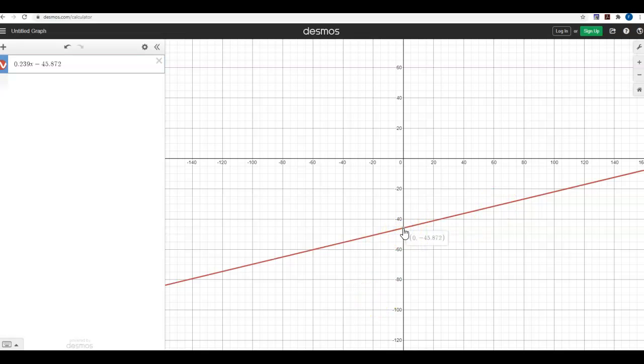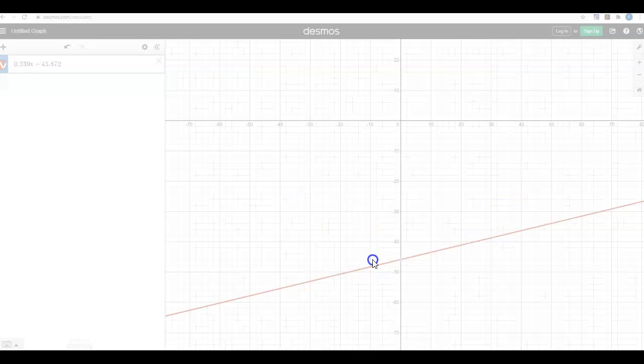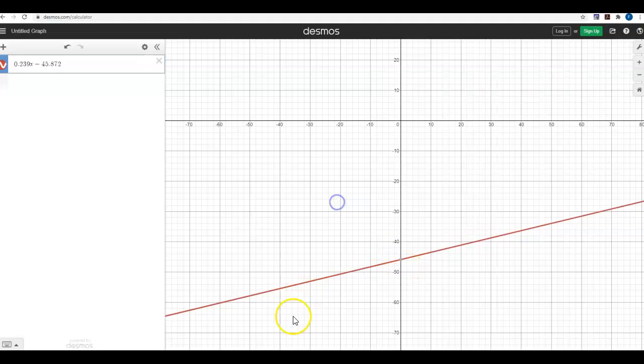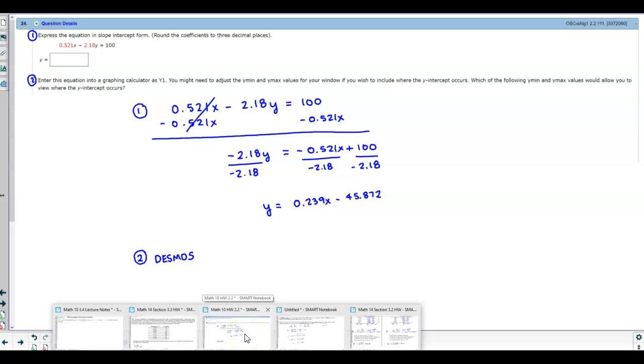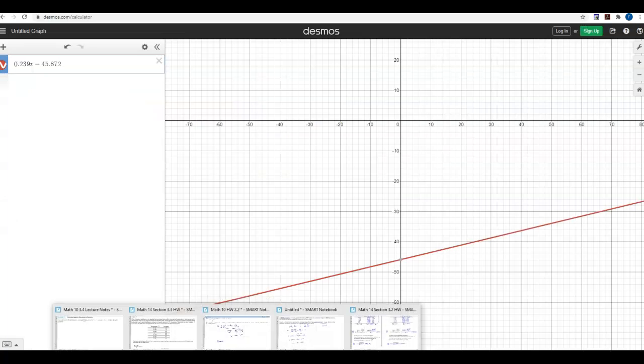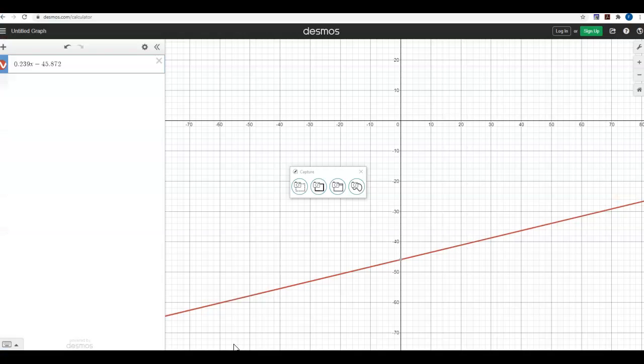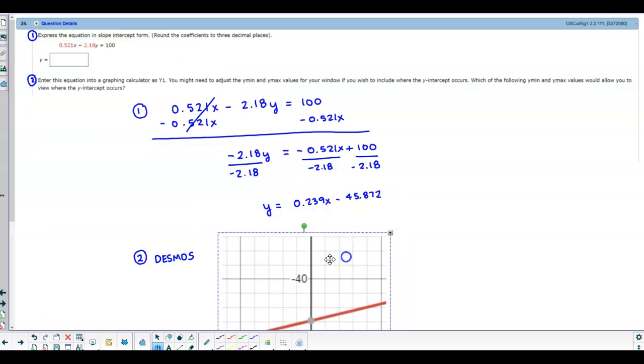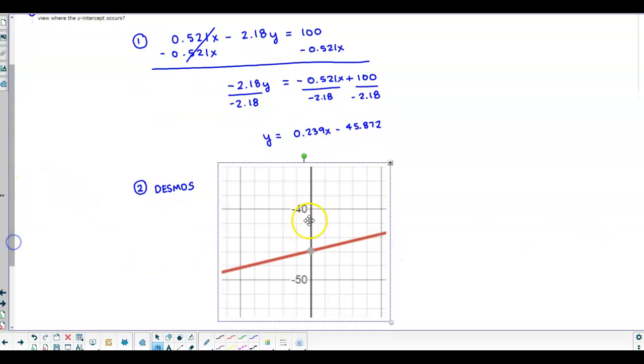So if you take a look at where this point is, the y minimum and the y max is the following. You have negative 40 and negative 50 is going to show you the window of where the y-intercept is going to cross the y-axis. So let's go ahead and copy and paste that. And so here we can see that from our graph, we have our y minimum and y maximum to be negative 40 and negative 50.